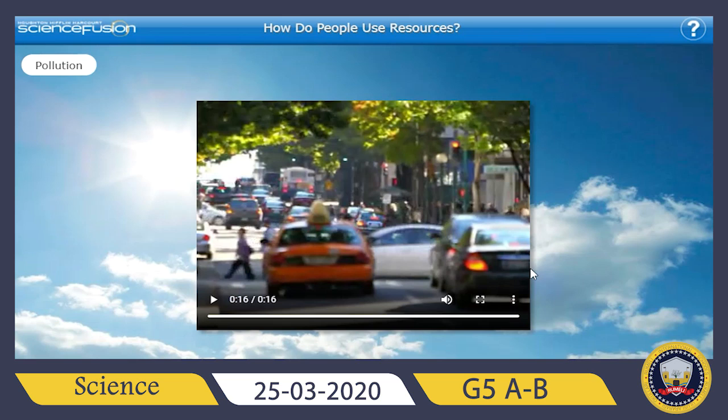And we need to find some solutions like carpooling or using vehicles only when needed to decrease the amount of pollution in the air. We should be responsible for decreasing the pollution. We can do whatever we can to protect our ecosystem, because the ecosystem is the main resource which is feeding us and keeping us alive.